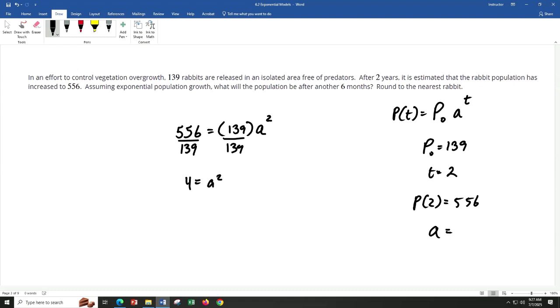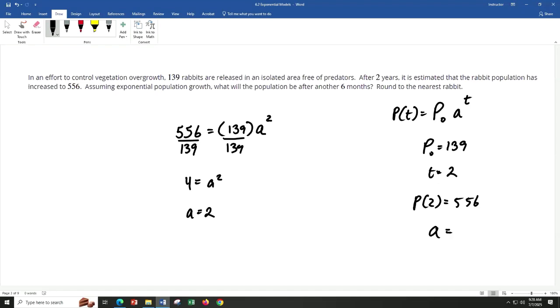556 divided by 139 gives me a 4. 4 is equal to A squared. How do I get rid of that A squared? Square root it. But hey, you don't need the negative. Remember when you square root, you always do plus or minus. On this one, we only need what? The positive side. Take the square root of both sides. I'm going to get what? A is equal to 2.